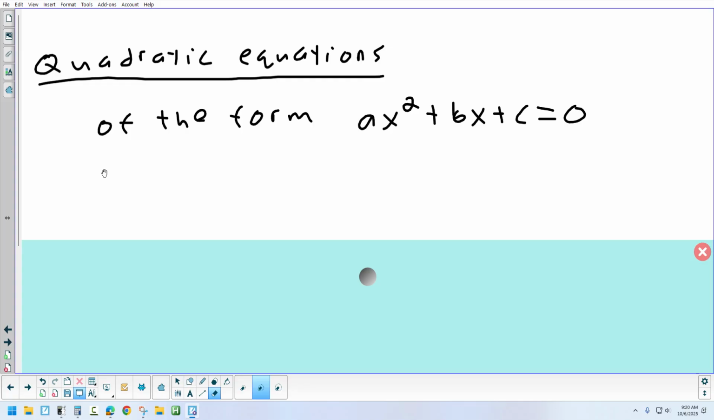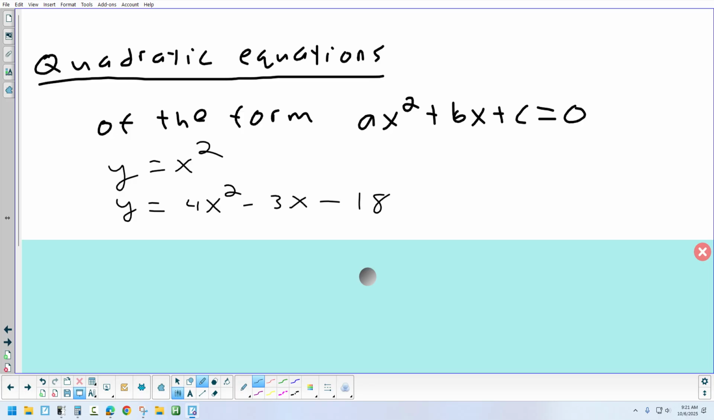So examples, well, this is the simplest one. In that case, the B is 0, the C is 0, and the A is 1. You could also have as complicated as this. That's a quadratic that has every term. You could also have one where you're missing the middle. There's no x term there, but that's fine. As long as the highest exponent is a 2, it's still a quadratic.